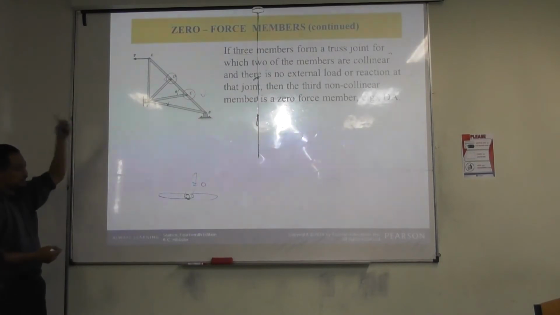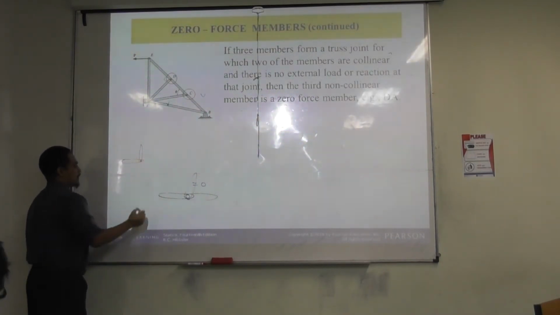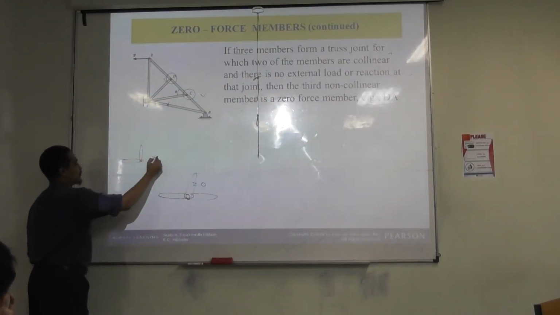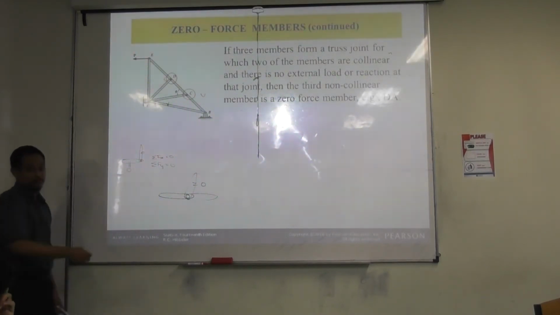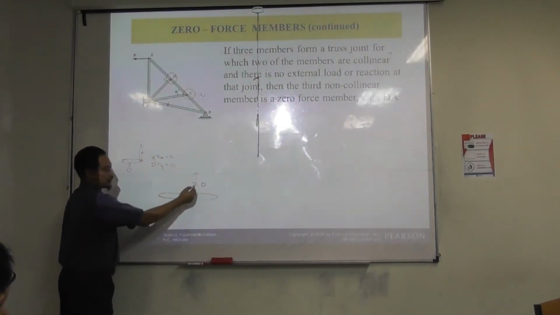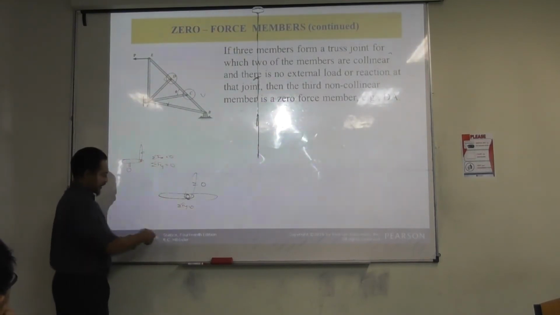By the way, the example that we showed just now can also easily be shown by equation. If you do the summation of Fx equal to 0, this will be 0. The summation of Fy equal to 0, this will be 0. Similarly here, if you do the summation of Fy equal to 0, this will be 0, because this is the only one with a y component. So it can easily be shown.